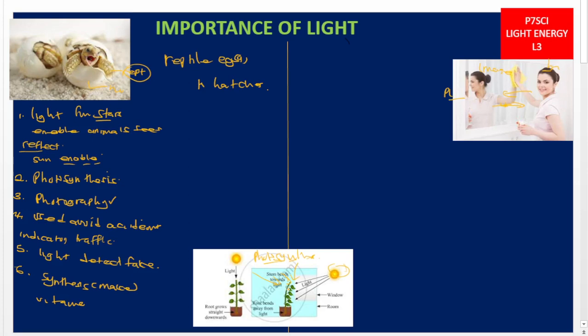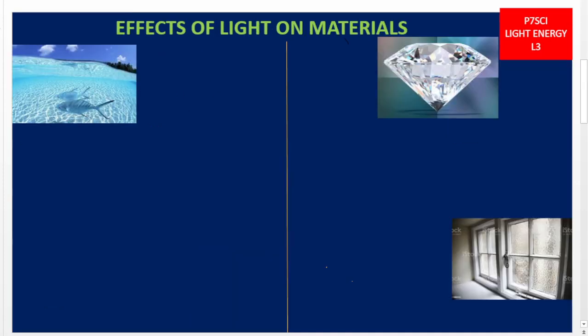Therefore, light is very crucial, or very important. We've said it enables us to see objects around us. Heat and light enable the eggs of reptiles to hatch. Then the plants use light energy from the sun to make food. It is used in photography. It is used to avoid accidents, as in the car indicators and the traffic lights. And then it is used to detect fake money. It is used in the synthesis of vitamin D by our skins. Alright, that's good of you.